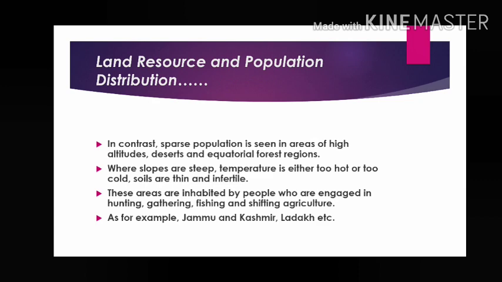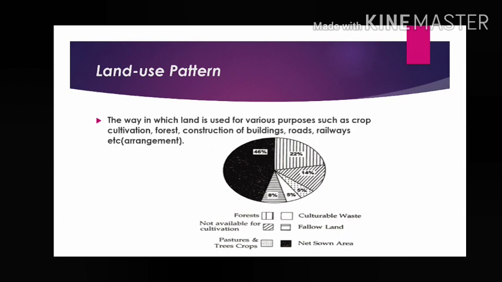These areas are inhabited by people who are engaged in hunting, gathering, fishing and shifting agriculture. Right? So as for example, Jammu and Kashmir, Ladakh, etc. Now come to the next term, that is land use pattern.